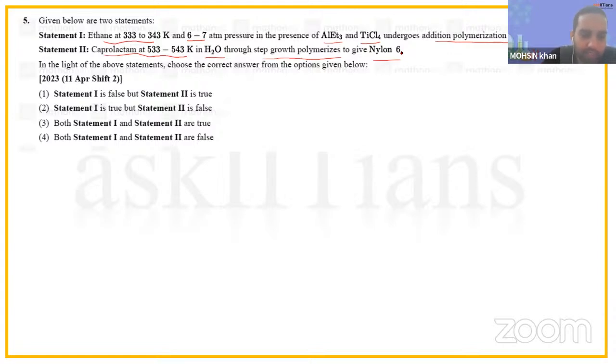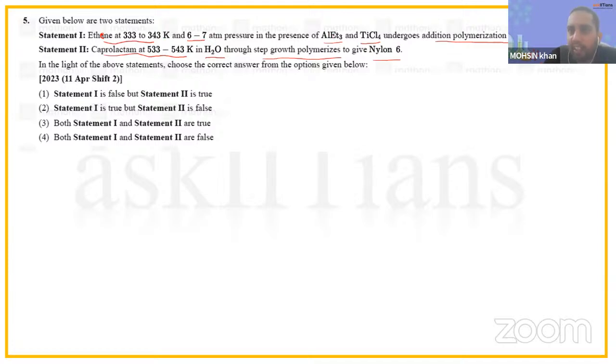So here we have given ethene. I think this must be ethene, with 3,3,2,4, 3,4,3 and 6,7, and this is the Ziegler-Natta catalyst.